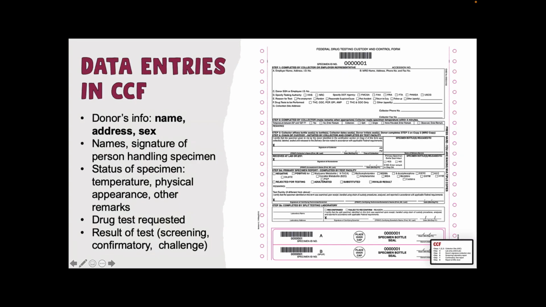And also, these are the data entries in CCF. So it contains the donor's info like the name, age, sex, the address of the donor, and the names and the signature of persons handling the specimen, the status of the specimen like the validity results like the temperature, physical appearance, and other remarks, and also the drug test requested and the result of test. So if it is a screening, confirmatory, or challenge test.